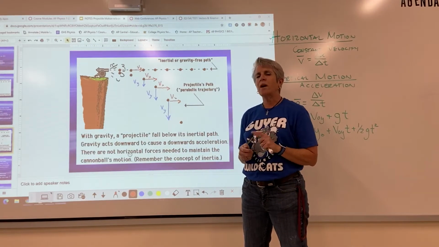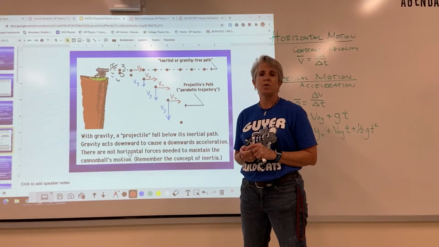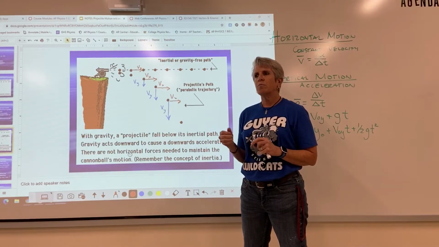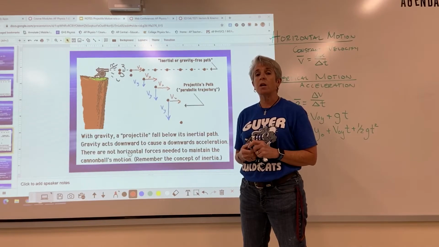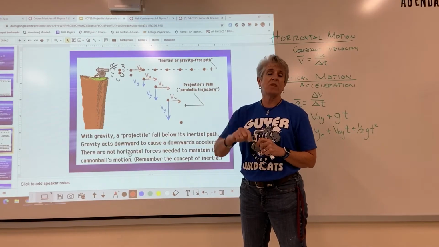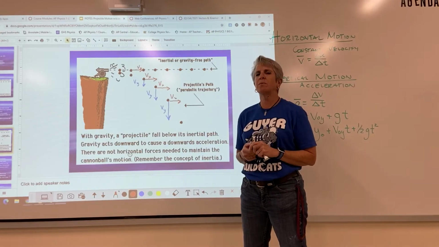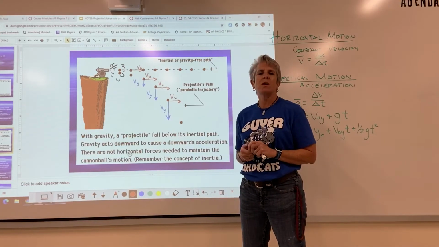So the trick is we have to be able to separate the parts. These parts are called components. So for each projectile that we have in the air, it will have an instantaneous velocity along a curved path somewhere. We can take that velocity and break it into the two components that make it up.